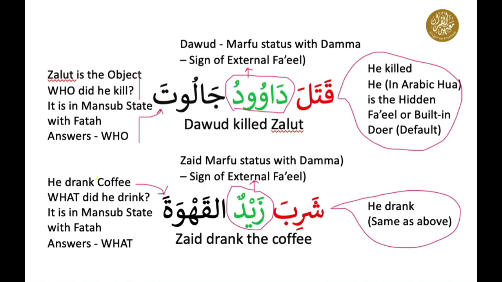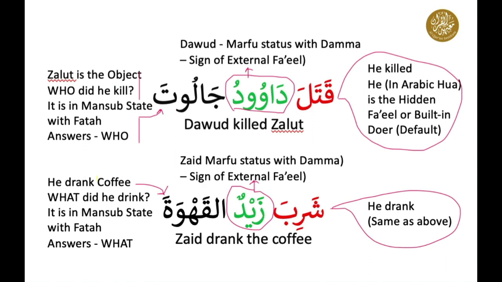So Jaluta actually originally was Jalutu. It's a name. But because it is playing the role of an object here, maful here, it has taken fatha at the end. So its i'rab, its case ending, its status has become mansub with fatha. So that's how maful works.